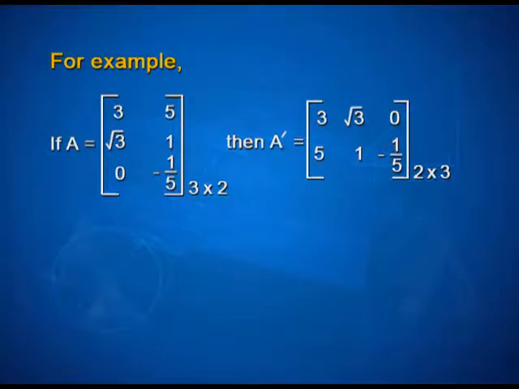Now, look at an example on your screen. If matrix A is given by 3, 5, root 3, 1, 0, minus 1 upon 5 of order 3 by 2, then the transpose of A will be written as 3, root 3, 0, 5, 1, minus 1 upon 5. This will be of order 2 by 3.